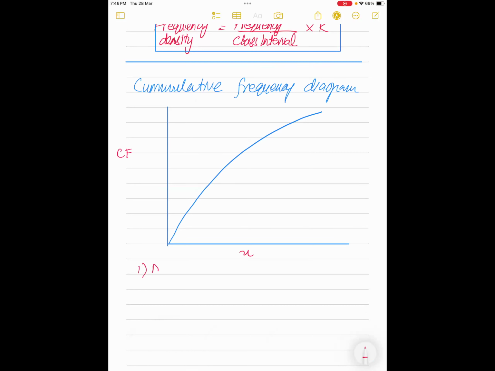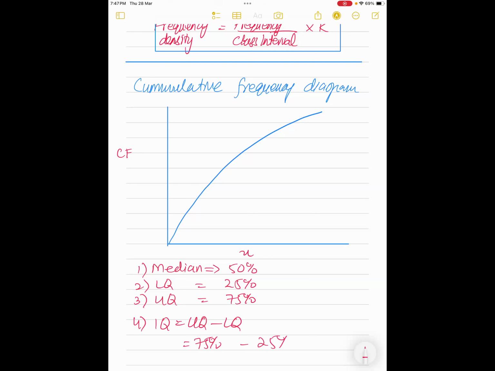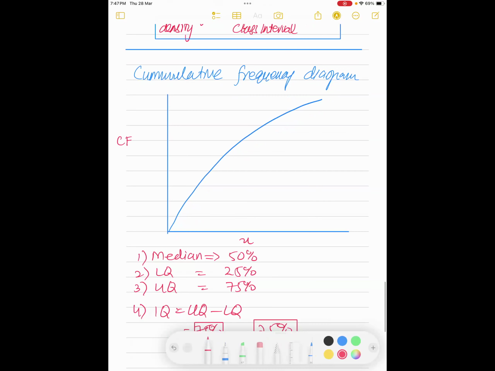So if the examiner asks you a question on the median, you have to remember only this thing: median is 50%. Lower quartile is 25%. Upper quartile is 75%. Interquartile is upper quartile minus lower quartile, so 75% minus 25%. But we need to get these results from the table, okay? So whatever the result of the table is, then we have to do it.